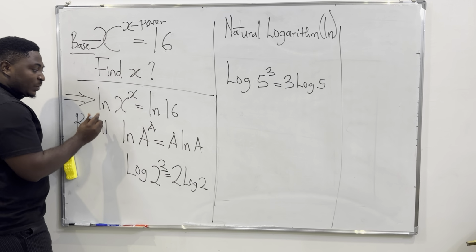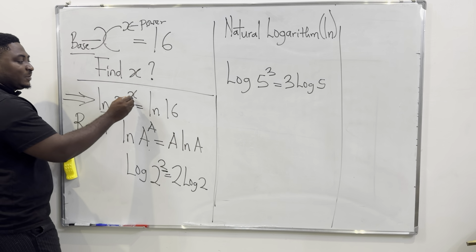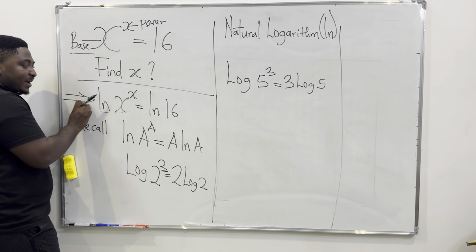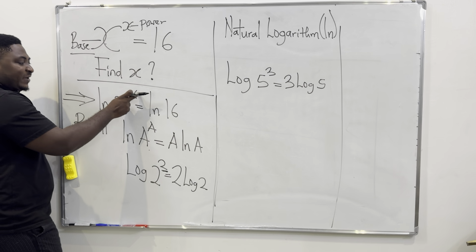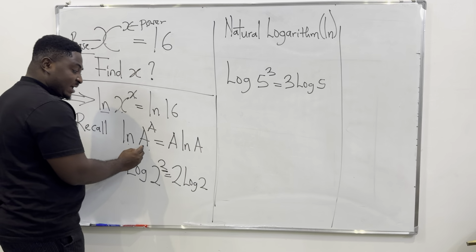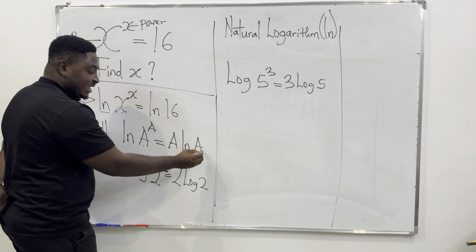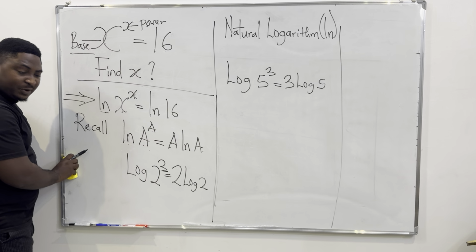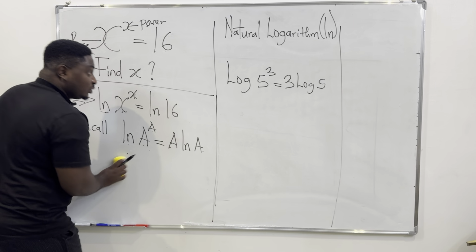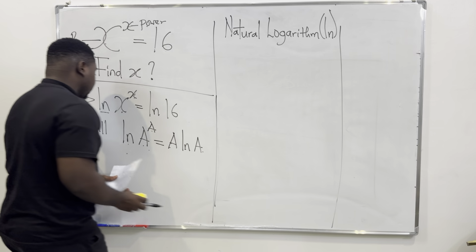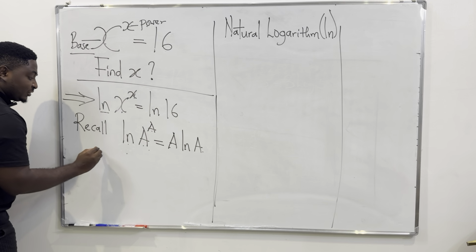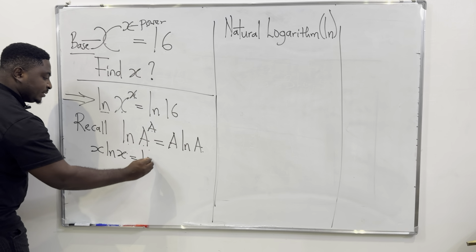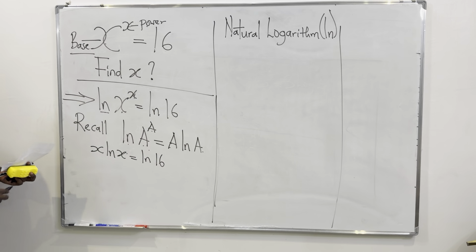Why am I saying this? Because we have the natural logarithm of x raised to the power of x. I want to use this rule to allow me to move this x to the front, so that ln of x raised to the power of x will be x ln x. Since ln of a raised to the power of a is a ln a, I can say ln of x raised to the power of x is x ln x. Please, I hope you're following. So let's do that right away. Now we're going to bring this x to the front, and it's going to be x ln x equals ln 16. Please keep following.